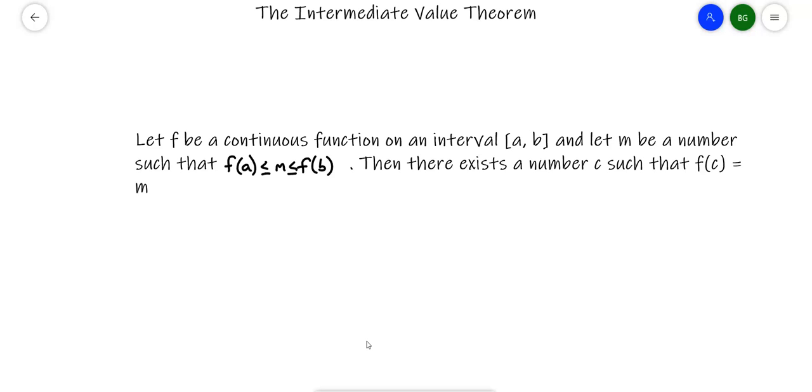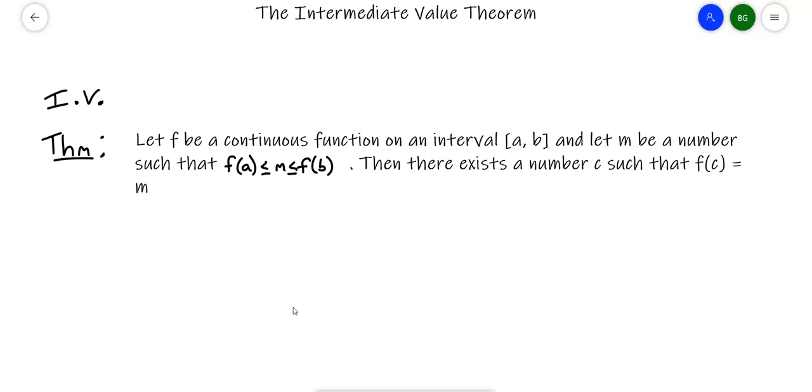Today we're going to talk about the Intermediate Value Theorem. I've got the statement of the theorem written on the screen already. So this is the Intermediate Value Theorem, or I usually call it IVT for short. So maybe we should say IV theorem. There we go.